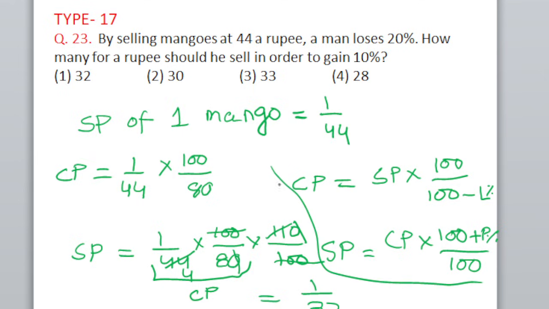And these are the formulas. That means the SP of one mango will be 1 by 32. That means in 1 rupee 32 mangoes will be sold so as to gain 10%. That means here option 1 is the right answer.